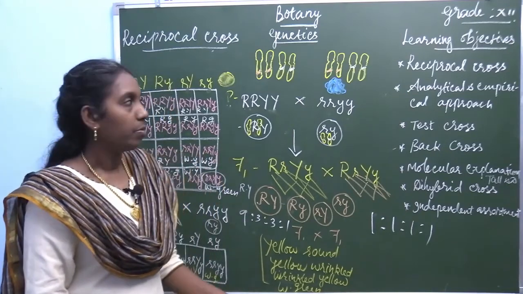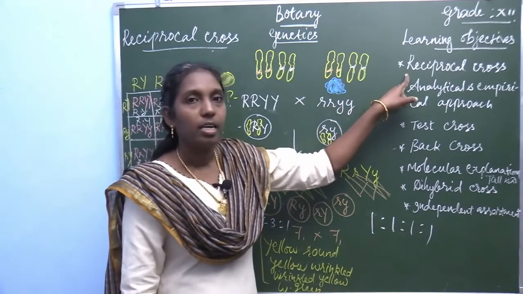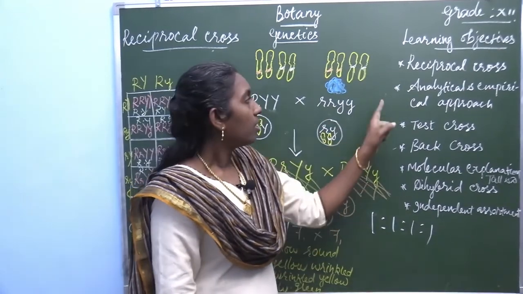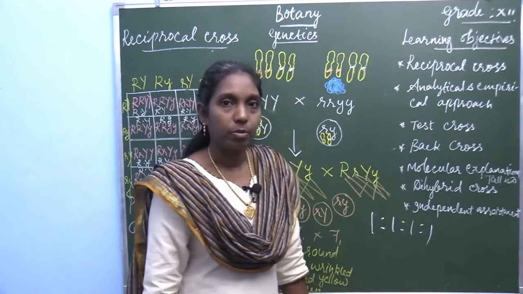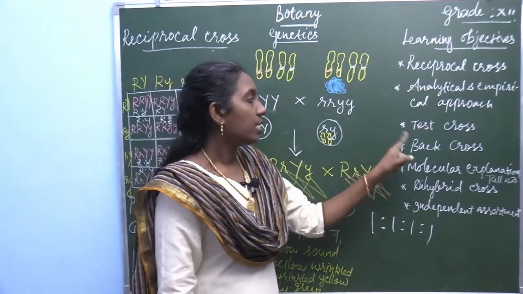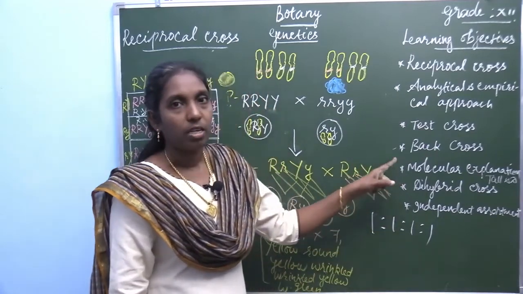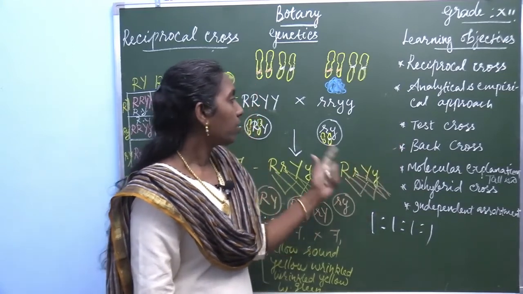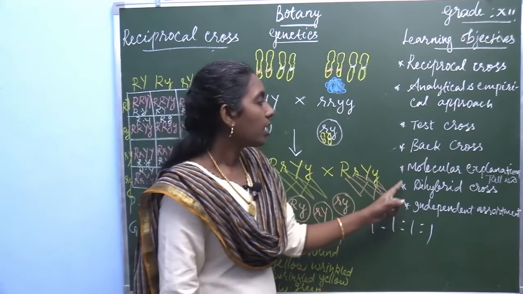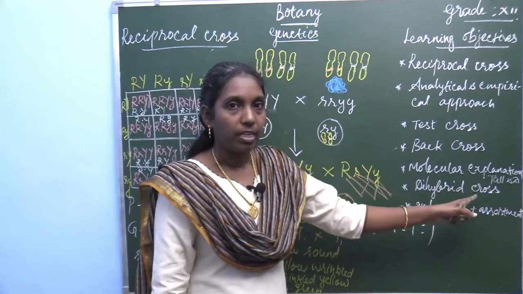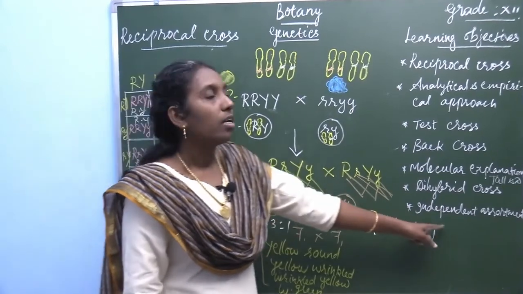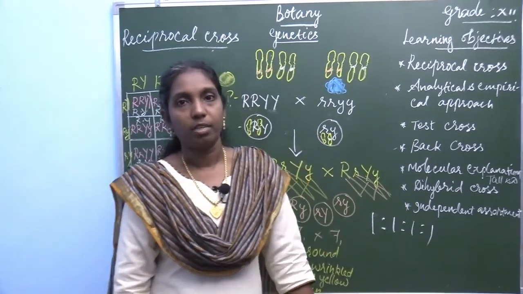Note today's assignment. First question, reciprocal cross. It is a 3-mark question. Analytical and empirical approach also a 3-mark question. Test cross and back cross: either it may ask a 5-mark or 3-mark because 2 types are there. And molecular explanation, a 5-mark question. Dihybrid cross, very important, related to independent assortment.